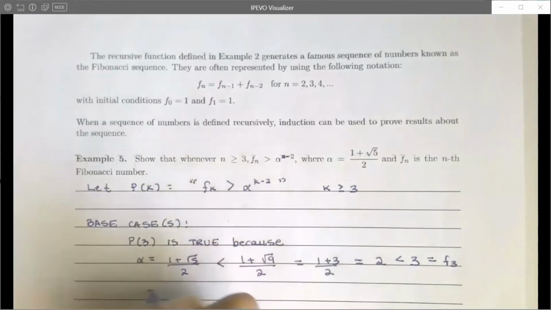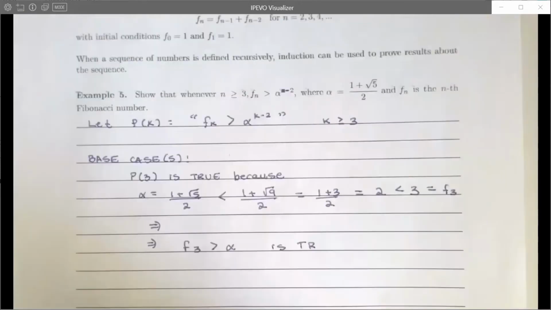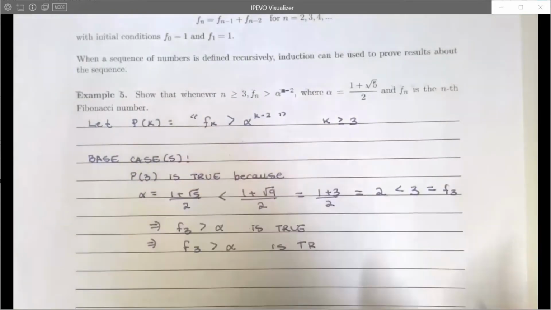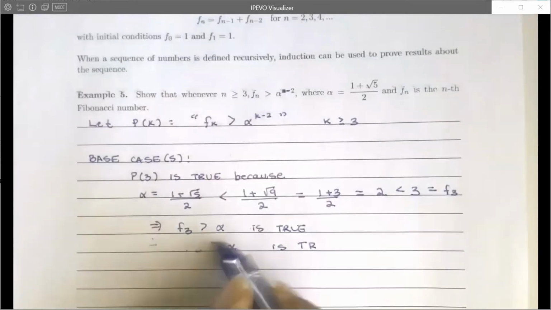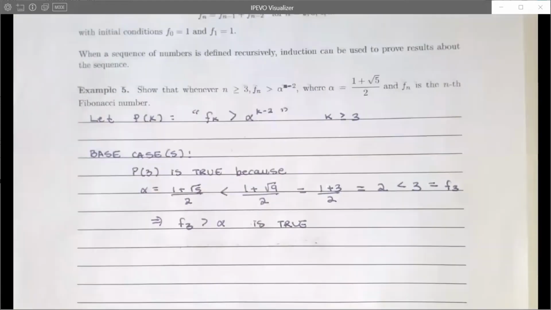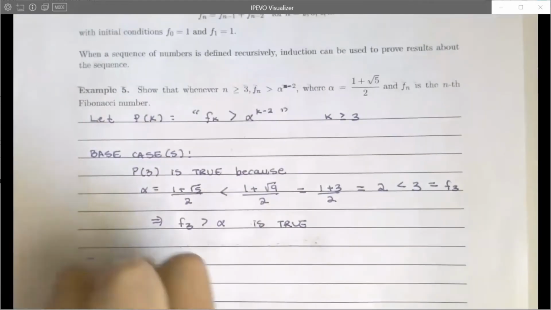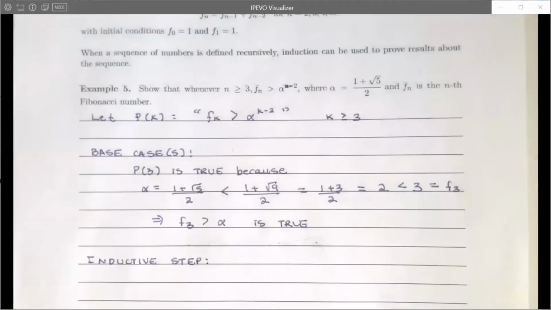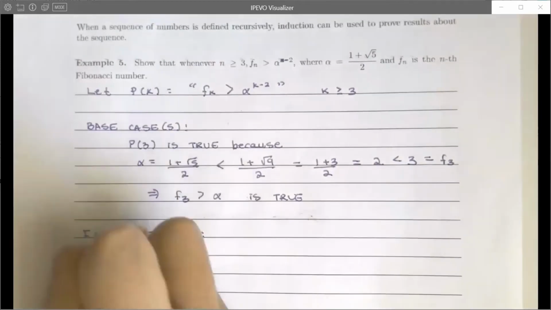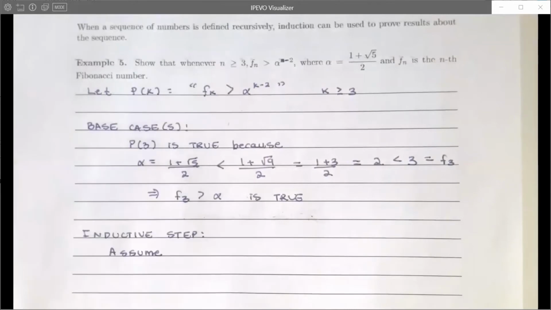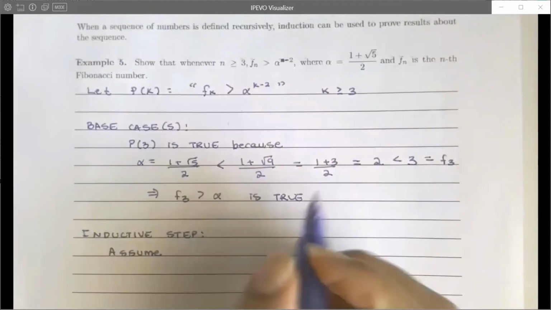Actually, just so that I make sure I don't run out of room, I'm going to rewrite it up here. Erase this portion. Okay, so that's the base case. Let's take a look at the inductive step. In the inductive step, we're going to assume that P of J is true.